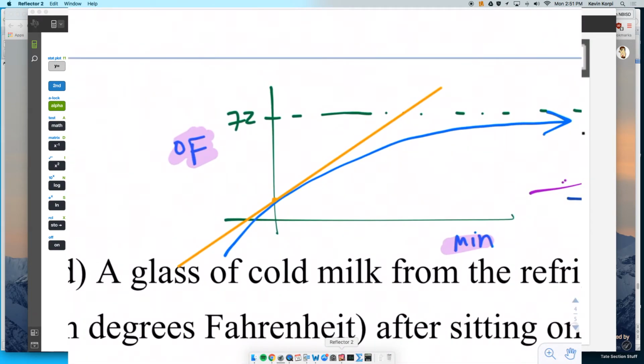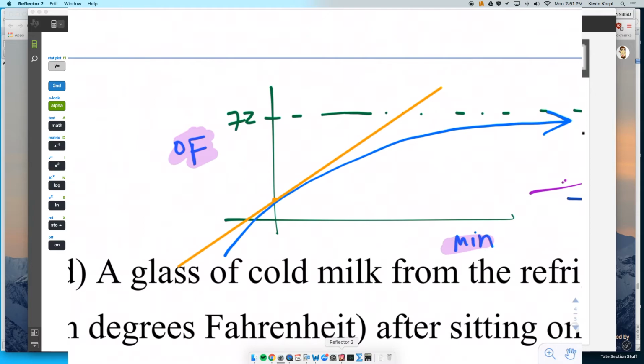Now, that happens to also be where the milk is warming at the greatest rate. Would you agree? Yes, because if you move that slope to the right, it's going to get flatter and flatter and flatter, approaching 0. And that makes sense, right? Because as soon as you take it out, that's when the temperature difference is the greatest. That's when it has the most to lose, so that's when it will be warming the fastest.